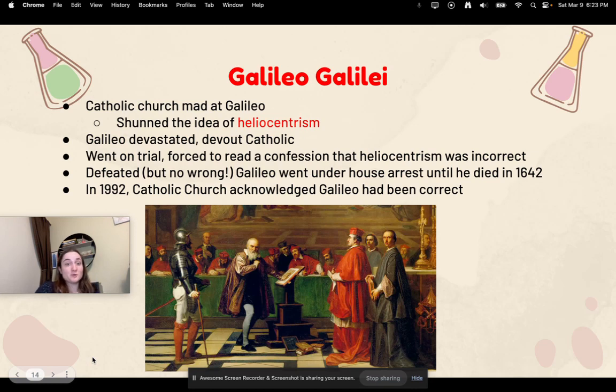So the Catholic Church was super mad at Galileo for all these revolutionary scientific ideas, especially shunned the idea of heliocentrism. And Galileo was devastated. He was a very devout Catholic. So he went on trial and he was forced to read a confession in front of the Catholic Church that his supporting of heliocentrism was incorrect. Okay? So Galileo thought he was very defeated. He wasn't wrong. And he went under house arrest until he died in 1642. And it was not until 1992, so 32 years ago, that the Catholic Church actually acknowledged that Galileo was correct.